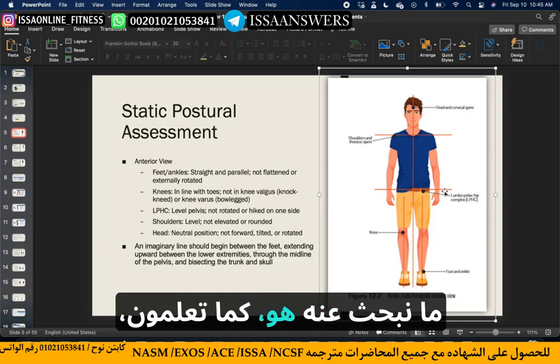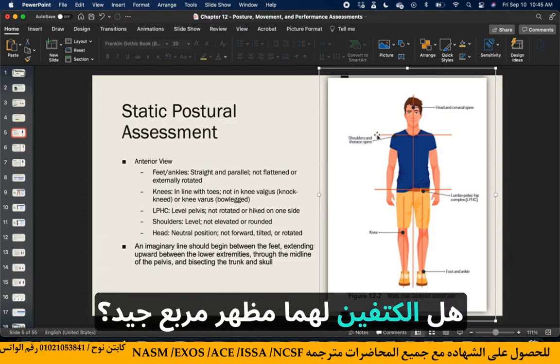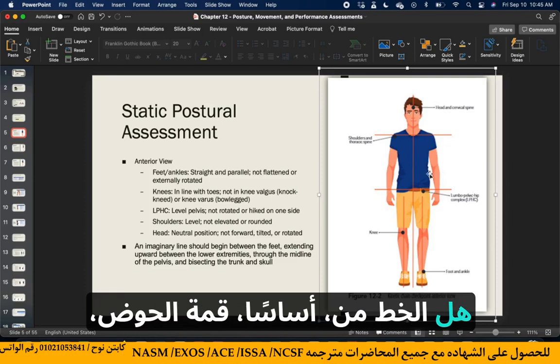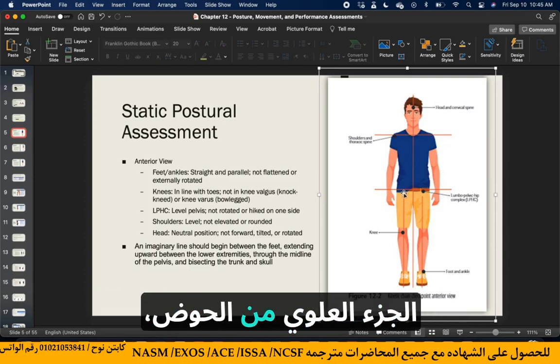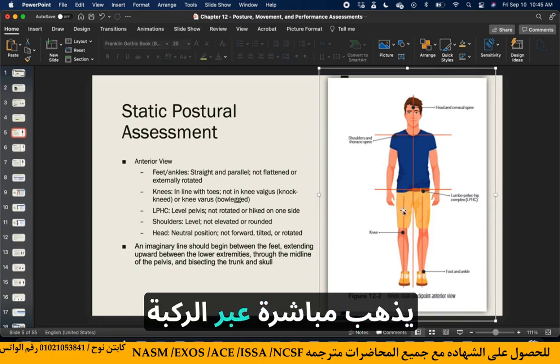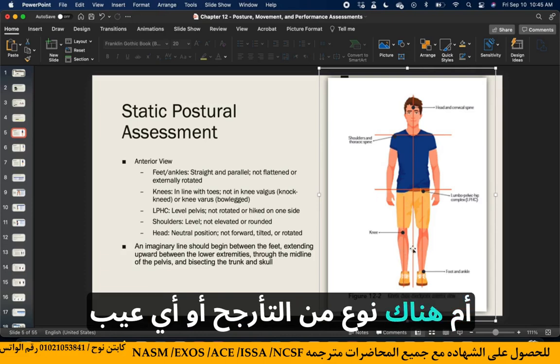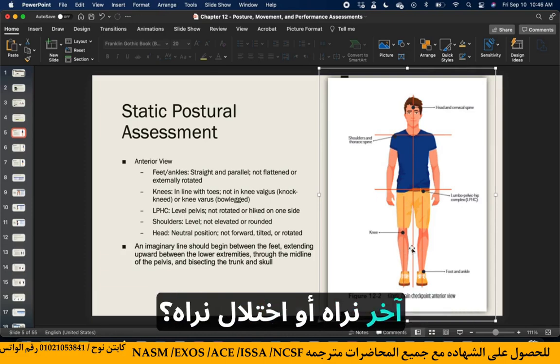What we're looking for is, are the shoulders having a nice squared appearance to them? Is the hip complex nice and straight across? Does the line from basically the iliac crest of the hip, the top part of the hip, go straight down through the knee and then directly through the ankle? Or is there some sort of sway or some other impairment or imbalance that we see?